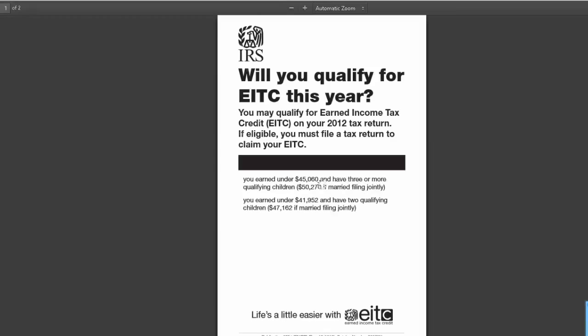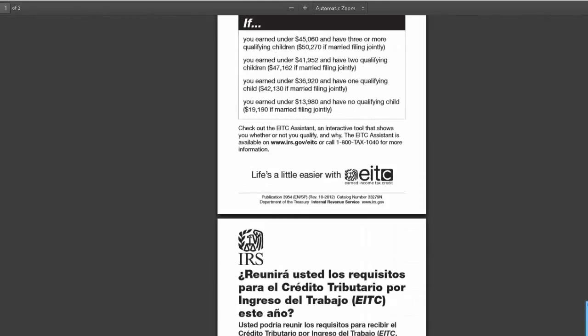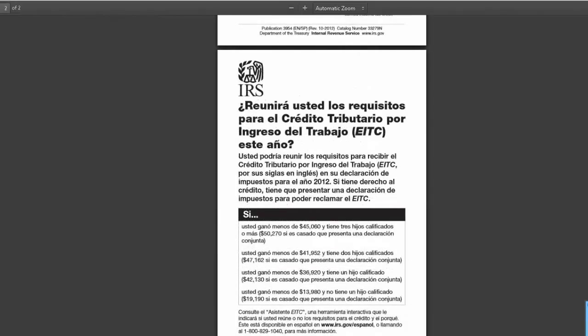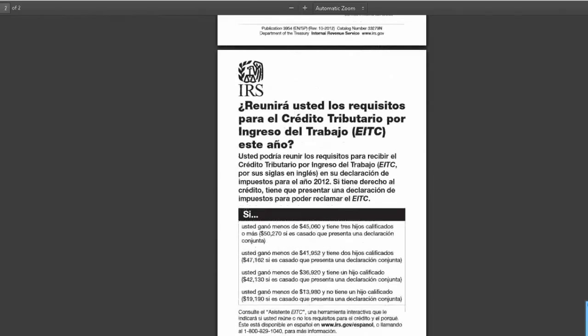And here is the English-Spanish poster. Will you qualify for the earned income credit this year? And it offers it again in Spanish. So if you service large numbers of clients in Spanish, maybe you don't speak Spanish so well yourself, but here is some information that you can hang up for them.